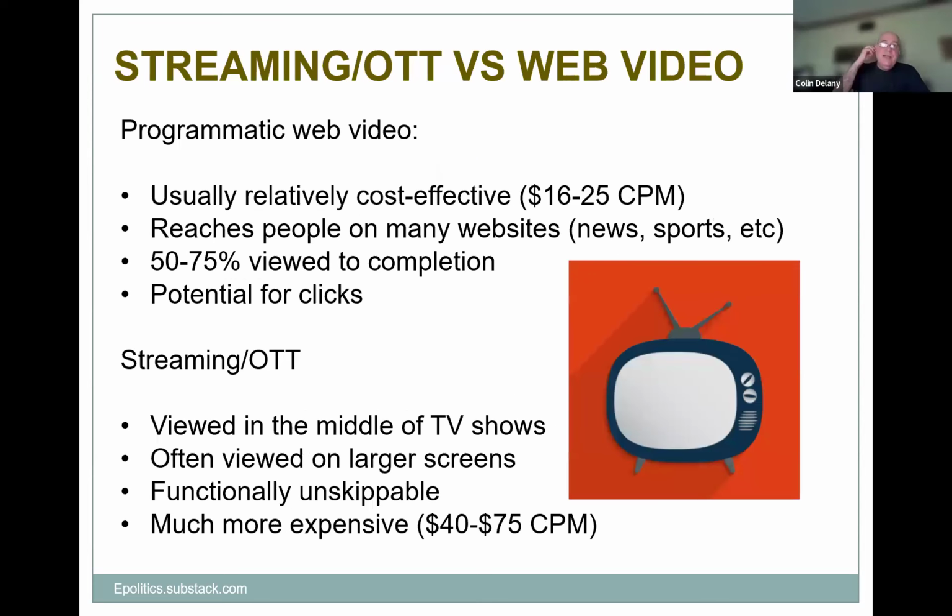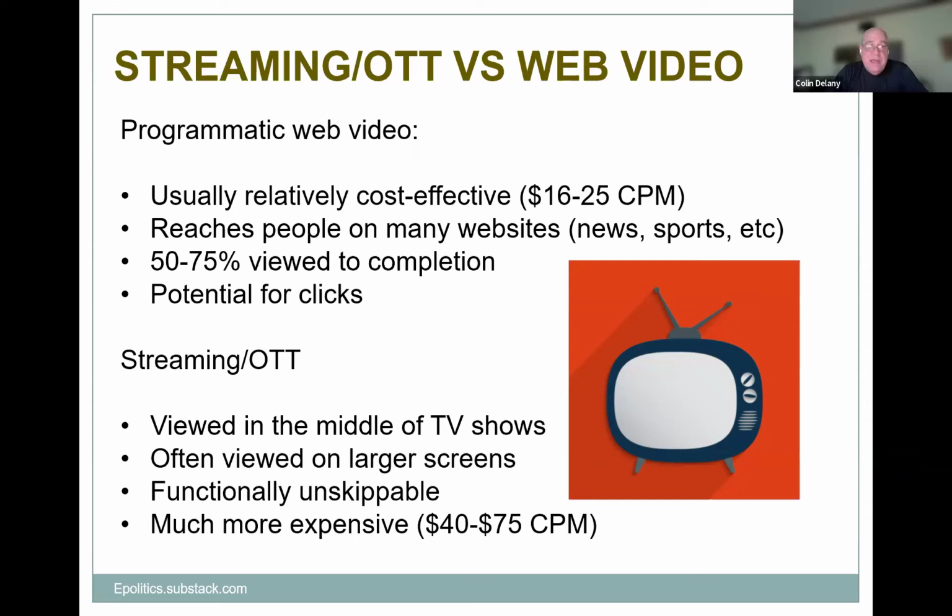So let's look at streaming OTT versus web video, zeroing in on the video here. Programmatic web video reaches people on many websites and apps, I have to point out. The completion rates are lower. It's a lot more cost effective, or cheaper, let's say, than streaming ads. But you're also on smaller screens and it's a little easier to skip, whereas streaming ads are almost impossible to skip usually. The only way you can really skip it is to exit the app.